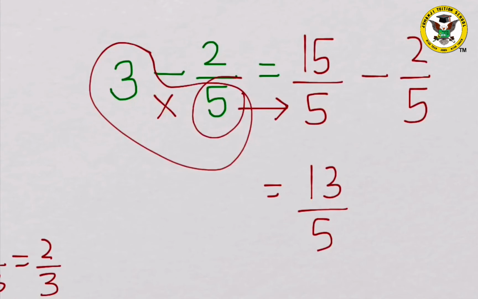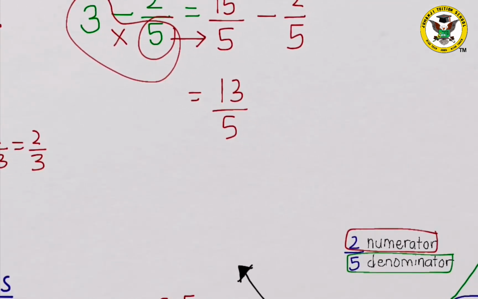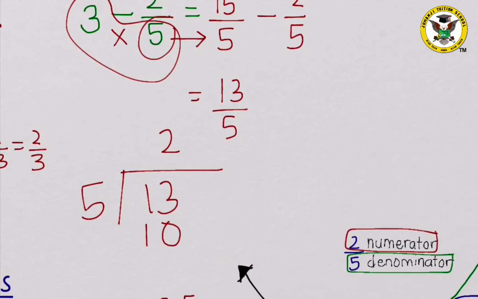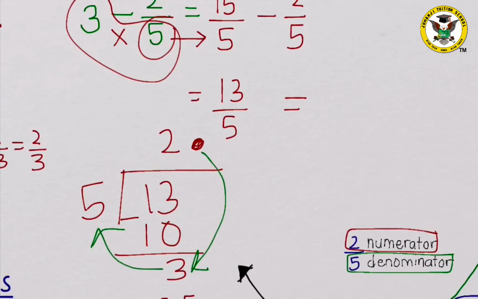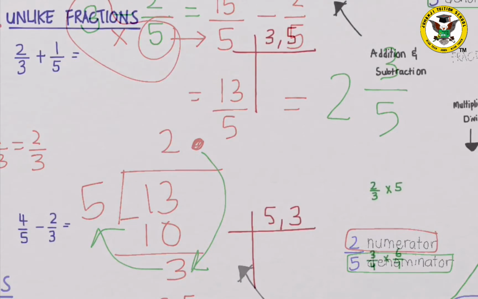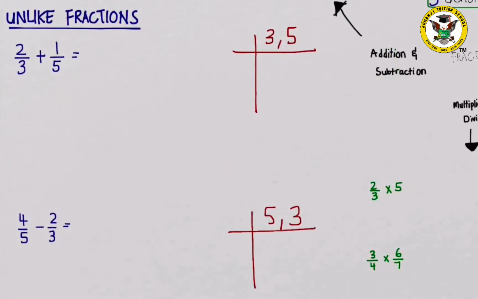So do you stop here? No. You need to change 13 over 5 into mixed number by dividing: 2, 10, and then 3. So for your answer, you work clockwise. You start from 2, bring it down to 3, and then back to 5. So 2, 3 over 5. That's the answer.